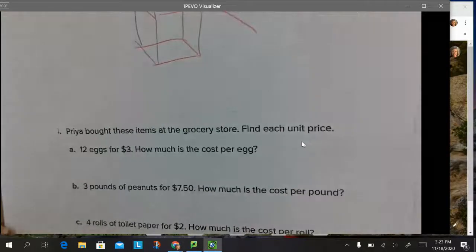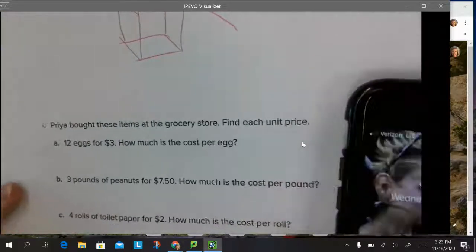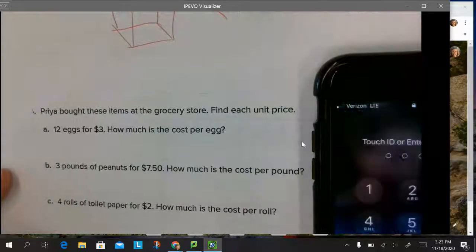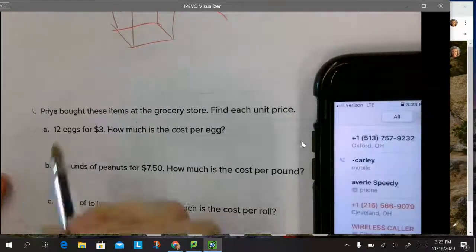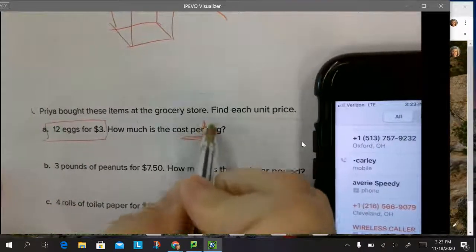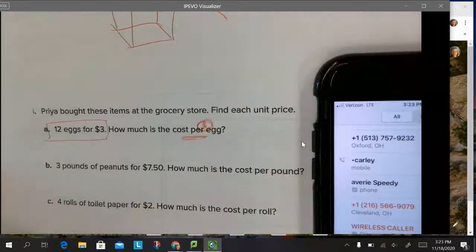All right. Pira bought these items at a grocery store. Find the unit price. Anytime you use a unit price, you can always use the calculator. All right, what's it say? 12 eggs for $3. How much is the cost per one egg?